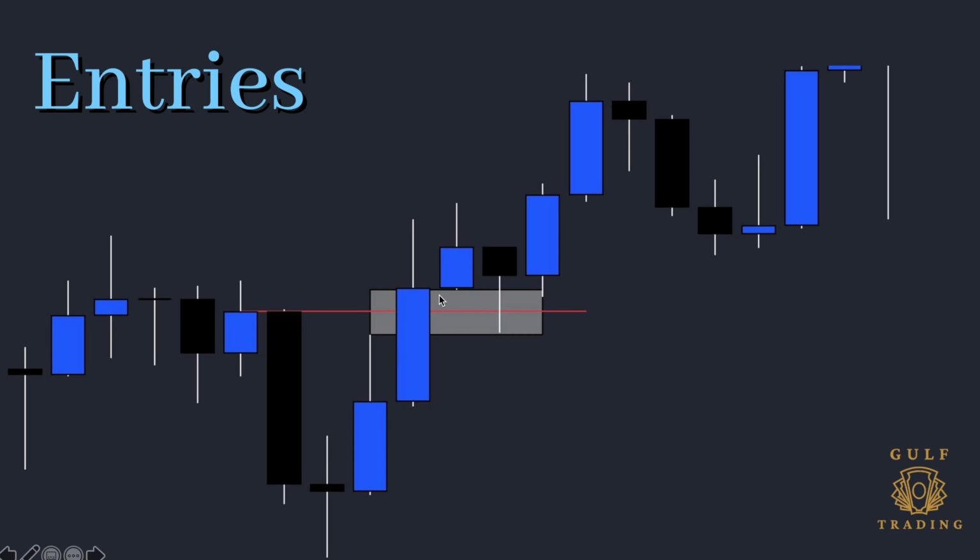So whatever entry you took, from the start of the FVG, from the 50%, or from the more advanced order block entry, you would have got tapped into the trade, and then it continued upwards. And this is kind of what you're looking for.